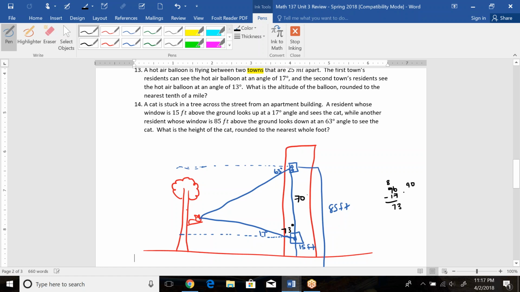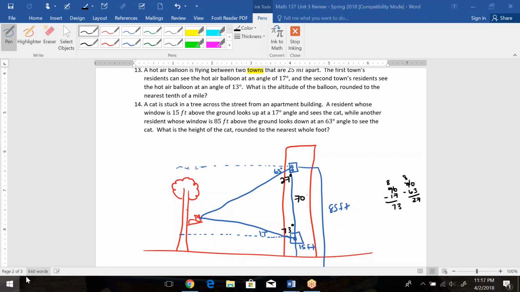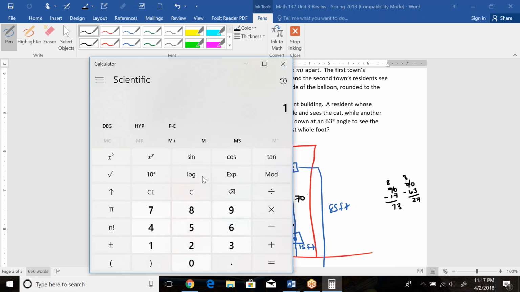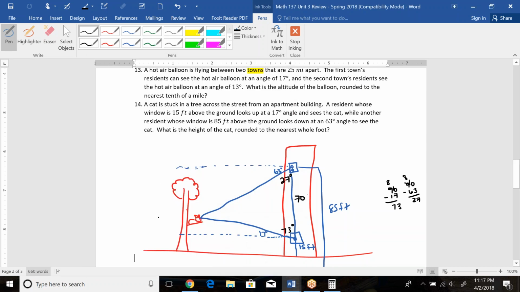And 90 minus 63 will give me the angle right here, because this is also 90 degrees. I've drawn mine a little bit funky, but we're going with it. So this is 27 degrees. Now we can use that to find this angle at the cat, so we need to add those together and then subtract from 180. So 180 minus 73 minus 27 is going to give me an 80-degree angle at the cat. Okay, so we know all three angles here, and we know a side.